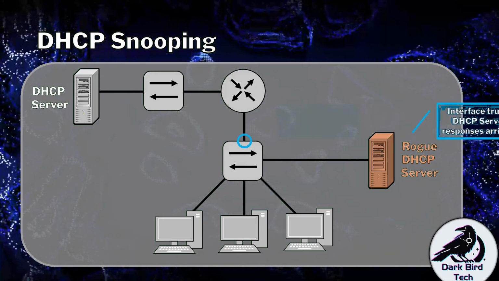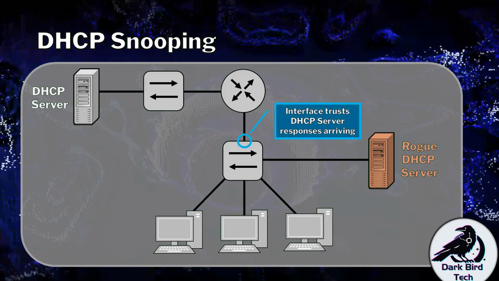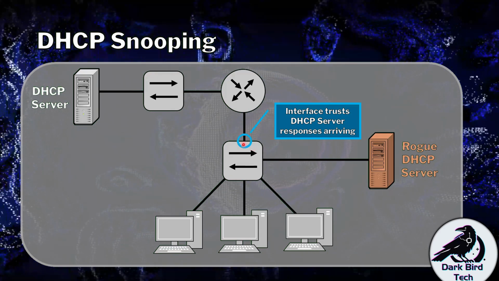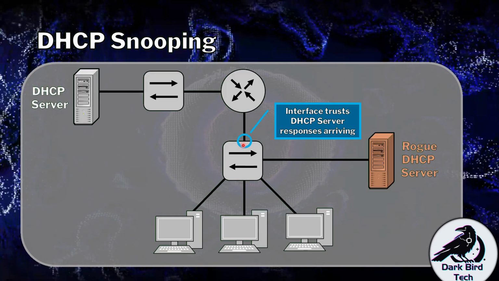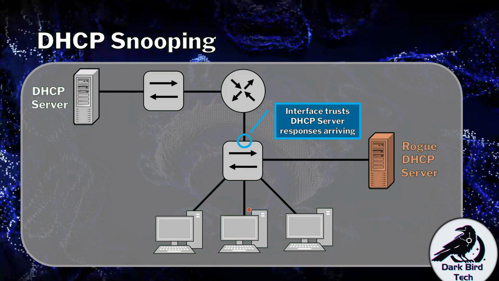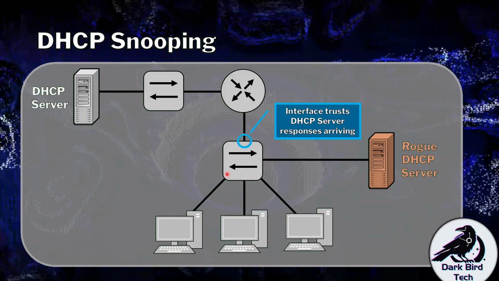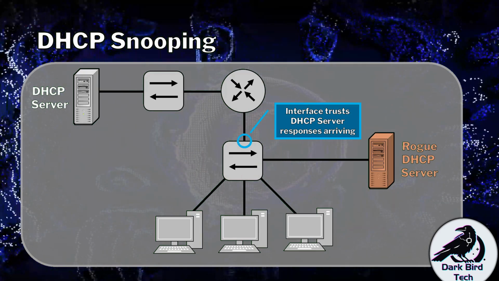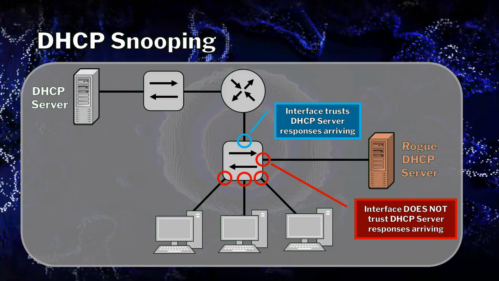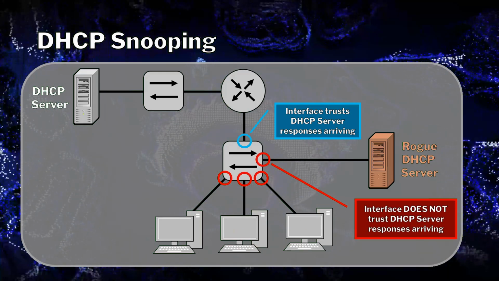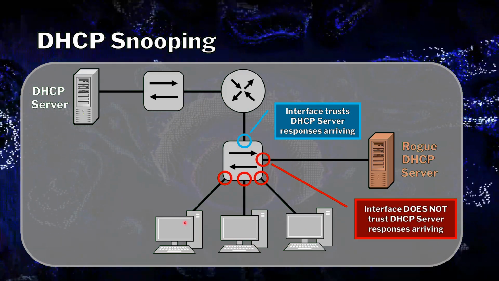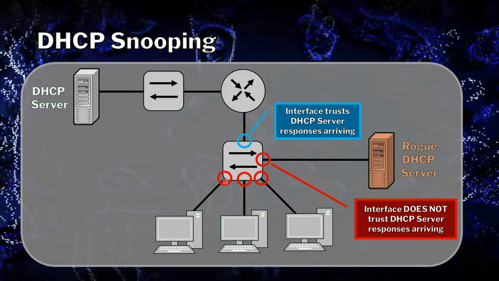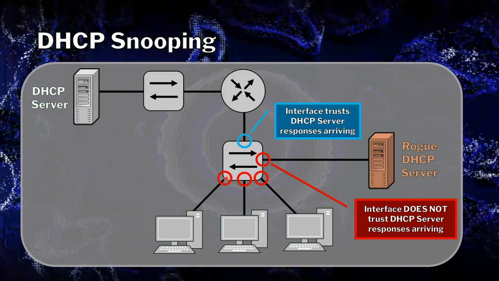The way we set it up is that interface will trust a DHCP server response arriving. So if it sees an offer or an acknowledge come in on that interface, it's cool with it. And then these interfaces we either specifically set up or we just leave it be, depending on how the network vendor does their config, and they will not trust a server responding. So if a discover comes in there, that's fine. That's normal on a non-server interface.